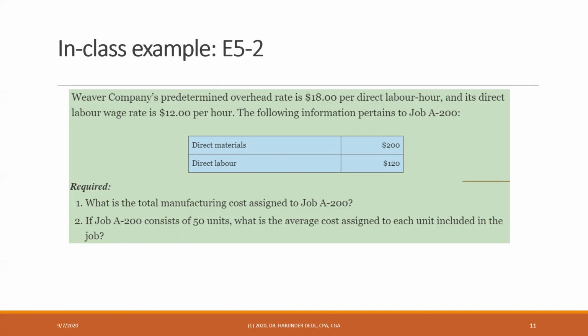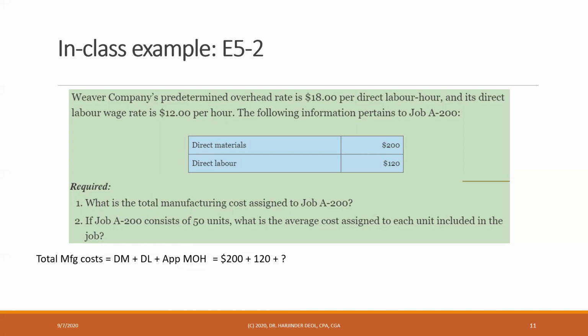So if we were to answer the question, what is the total manufacturing cost? Remember from chapter 2, total manufacturing cost is the cost of direct materials, direct labor, and manufacturing overhead. Now we know that the direct materials cost is $200. We know the direct labor cost is $120. We don't know how much the applied manufacturing overhead cost is to this job A-200. So we must calculate that.